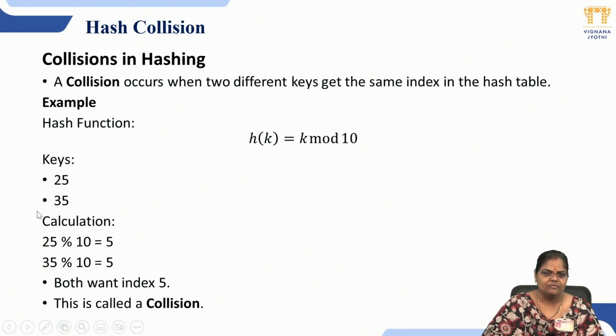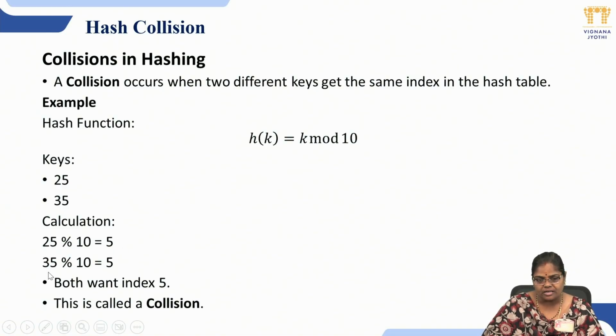For example, if we take a small example where we are applying a simple division method, where h(k) = k mod 10, and the given two keys are 25 and 35, if we perform this division method, we get a hash index value of 5. For the first one, at index 5, we store 25 in the hash table.